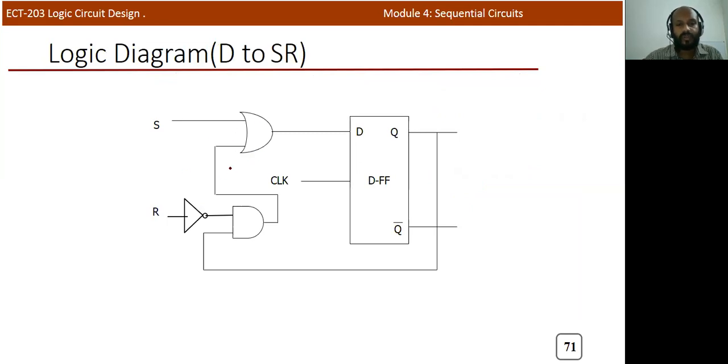This is R bar actually, and this is Q. Sorry, this is Q. So you'll get R bar Q, and this is R bar Q. So we'll get S plus R bar Q. Okay. So this is the conversion logic.